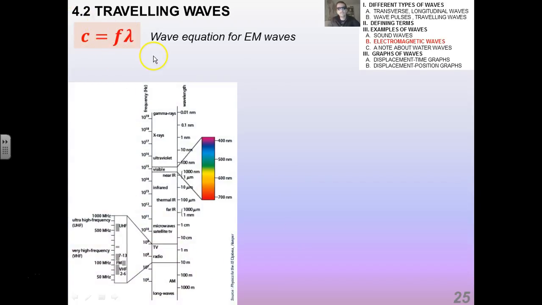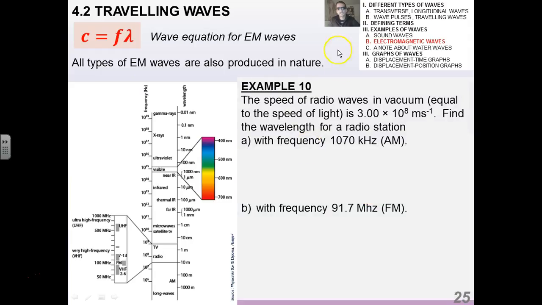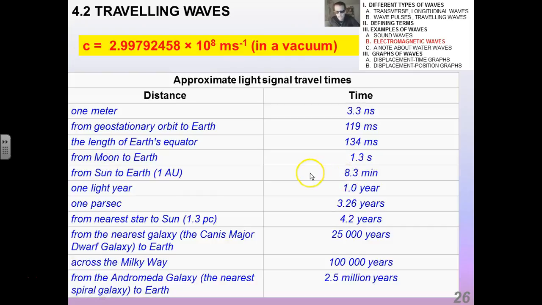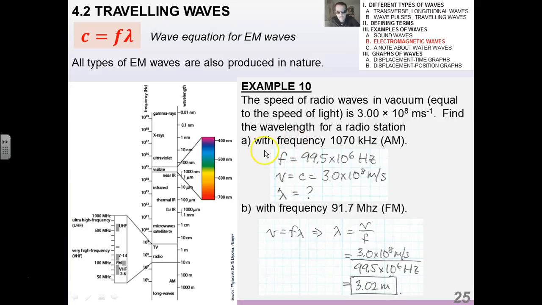So again, c = fλ, the wave equation for E and M waves. All types of E and M waves are also produced in nature. Let's go ahead and do an example. I think we've actually done this example before. The speed of radio waves in a vacuum, equal to the speed of light, is 3 × 10⁸ meters per second. Find the wavelength for an AM station and an FM station.